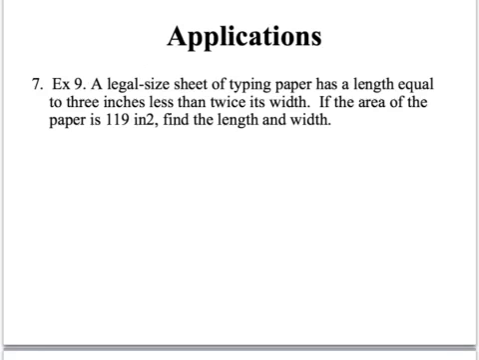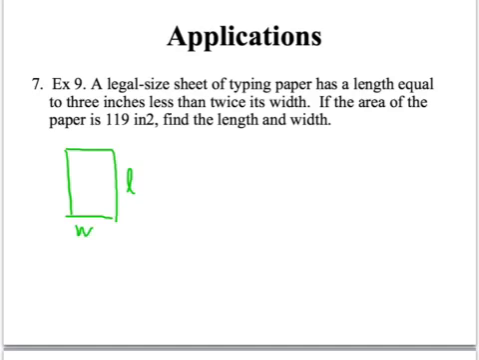Okay, application problems. A legal size sheet of typing paper has a length equal to 3 inches less than twice its width. If the area of the paper is 119 square inches, find the length and the width. So the first thing I do when I come across an application problem is, if I can draw a picture, I want to do that. This would be my width, this is my length.